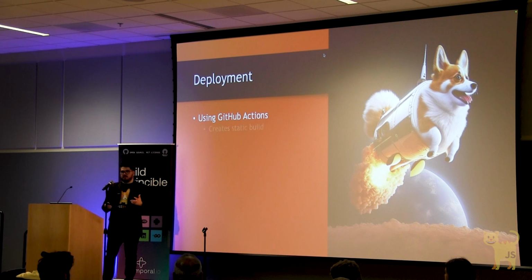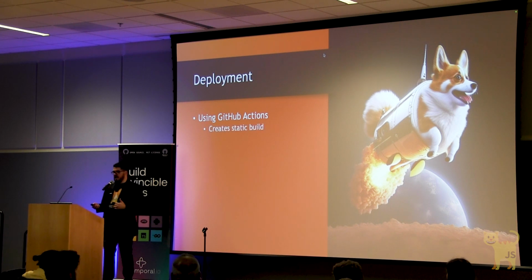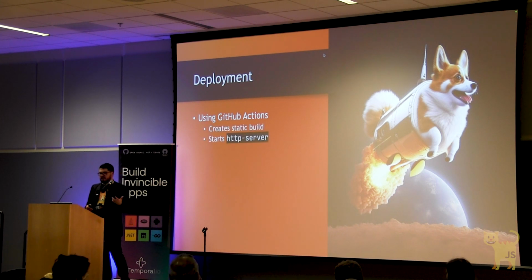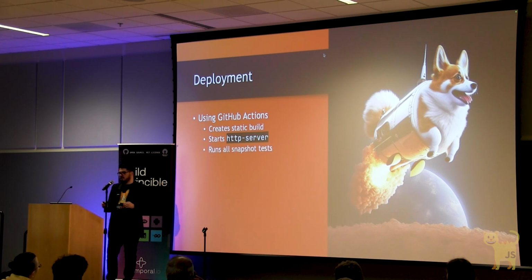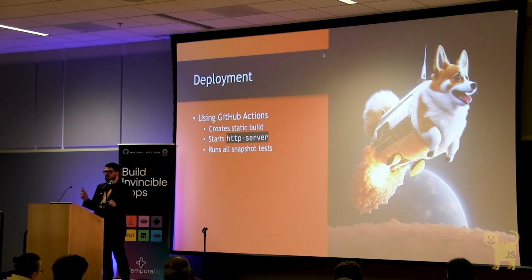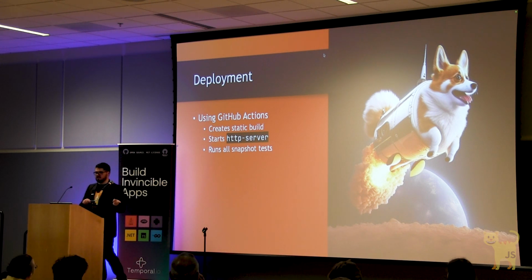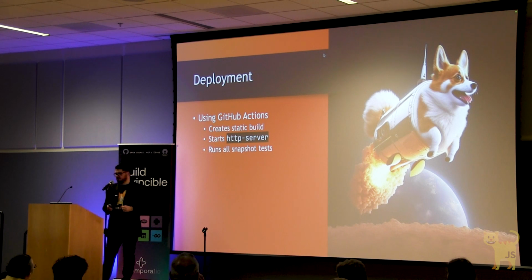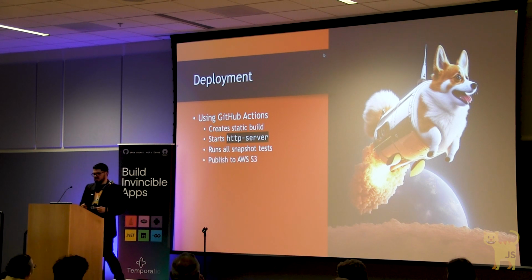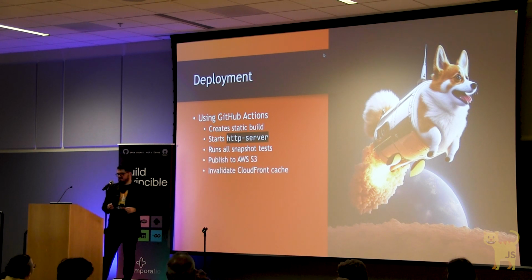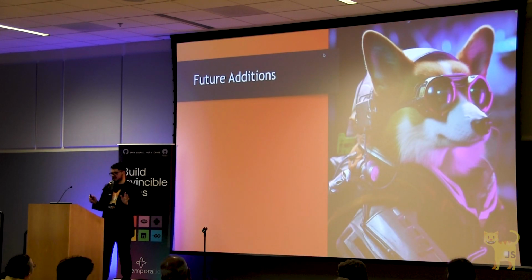So for deployment, like I mentioned earlier, using GitHub Actions, first creating a static build, then starting an HTTP server, and then using that for running all the snapshot tests against it. And that runs really, really quickly. All of the snapshot tests running against the static web server is way faster than running them against the dev server. And I'm running out of time. Then publish to AWS, invalidate the CloudFront cache.